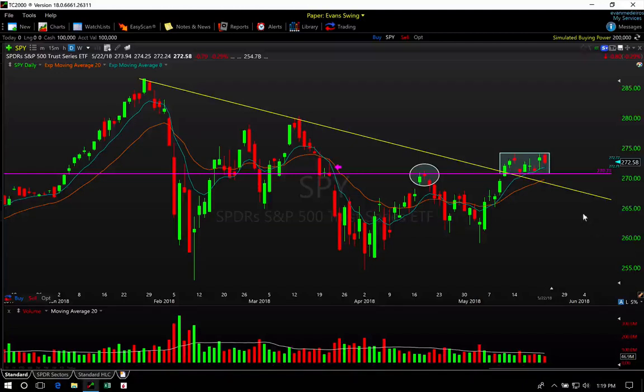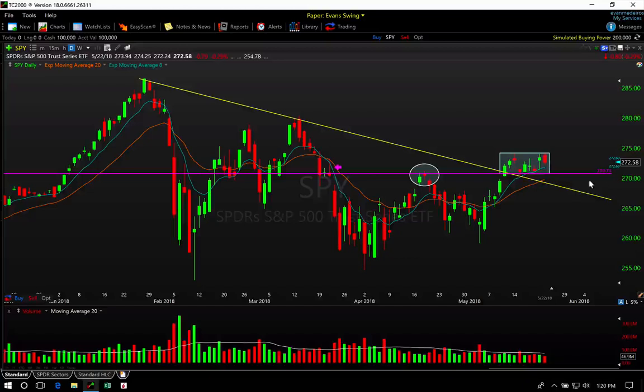We could get a brief test below it, an undercut below it, but we really want to pay attention, at least I like to pay attention to the closing prices to see where we finish off the trading day. And if we do get a close below 270, that, of course, would not bode well for the immediate term.